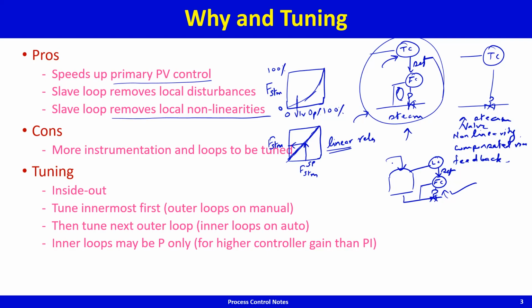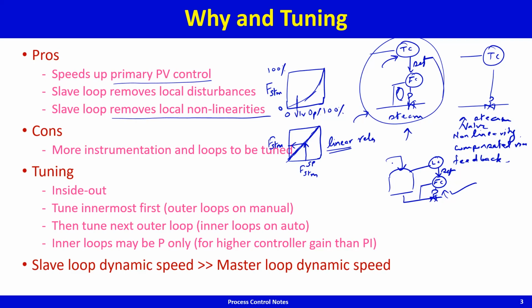So now, since we are interested in tight control of the primary variable and not the secondary variable, typically the slave loop can be just P, because that gives you a higher slave loop controller gain, and therefore the speed up in the slave response is more than if you were using a PI controller, and that helps faster control of the primary variable. So inner loops may be P only, so that you can have a higher controller gain for the master loop. And that will give you tighter primary process variable control.